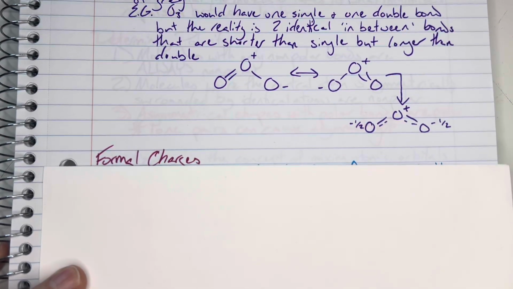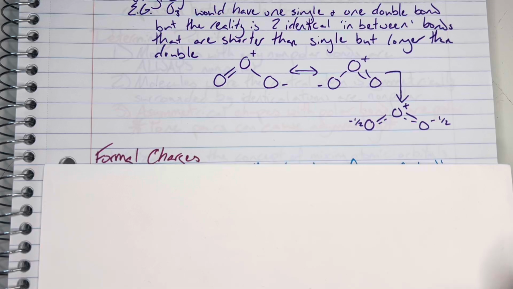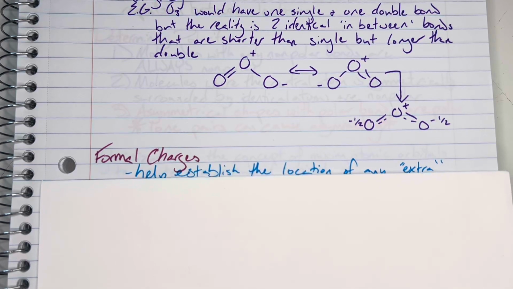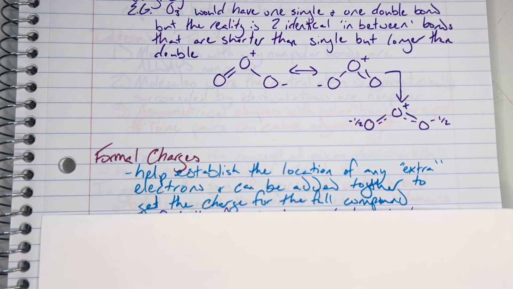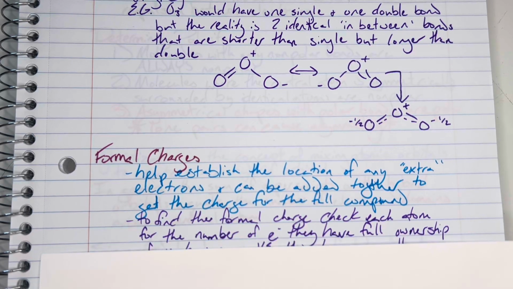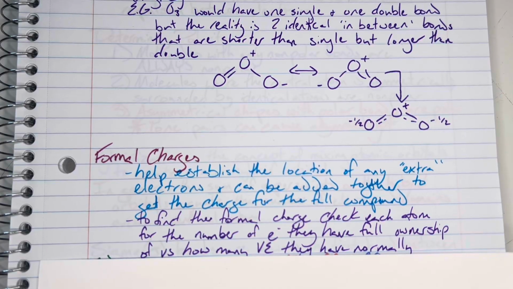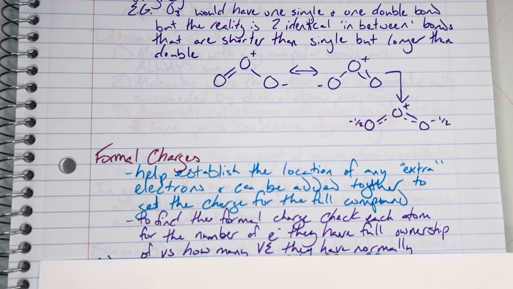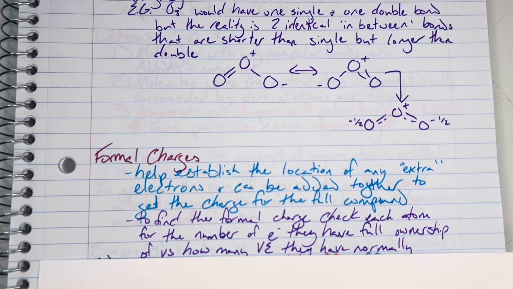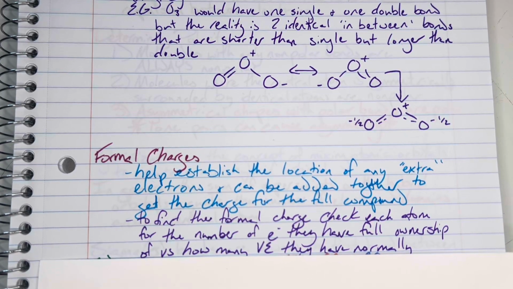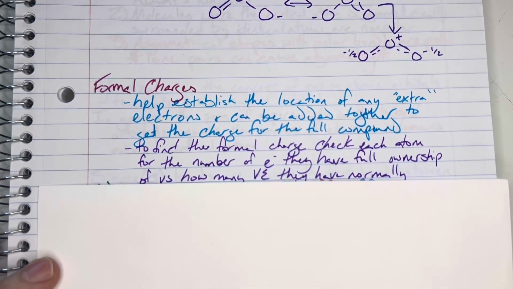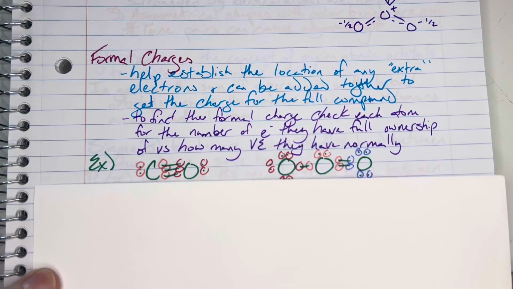One of the ways that we can determine a good Lewis structure is by looking at formal charges. Formal charges help to establish the location of any quote-unquote extra electrons and can be added together to get the full charge for the full compound. It's pretty easy to find the formal charge for any particular atom. You look at how many electrons they have full ownership of versus how many valence electrons they normally have. So how many do they have in that particular molecule versus how many do they start off with.